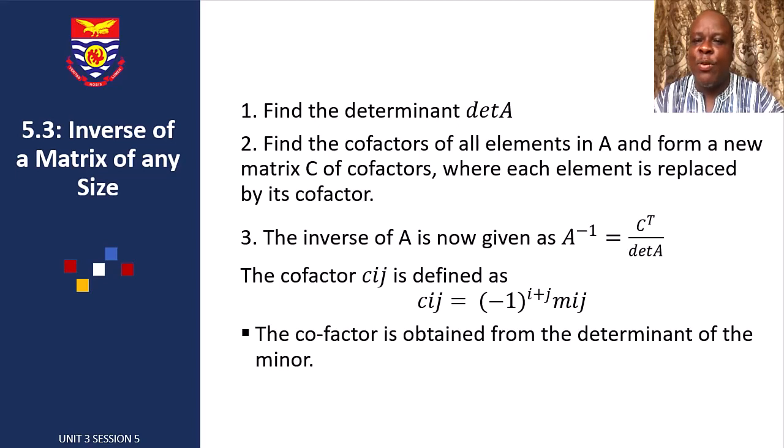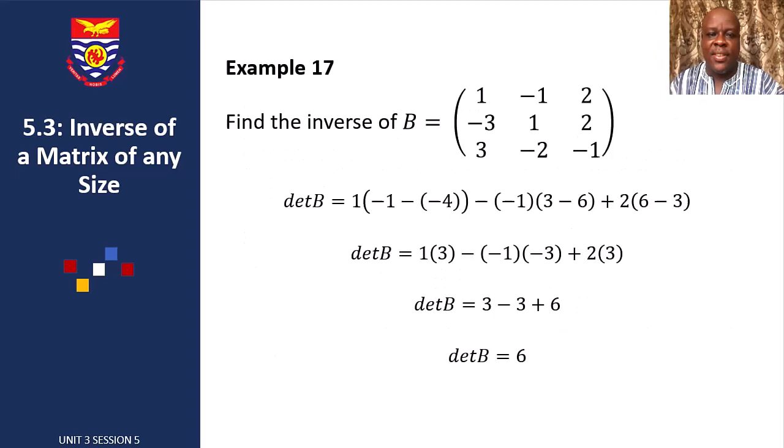So we will look at an example to illustrate this. Let's look at an example. Find the inverse of the matrix B is equal to 1, negative 1, 2, negative 3, 1, 2, 3, negative 2. So we'll find the determinant of this matrix.